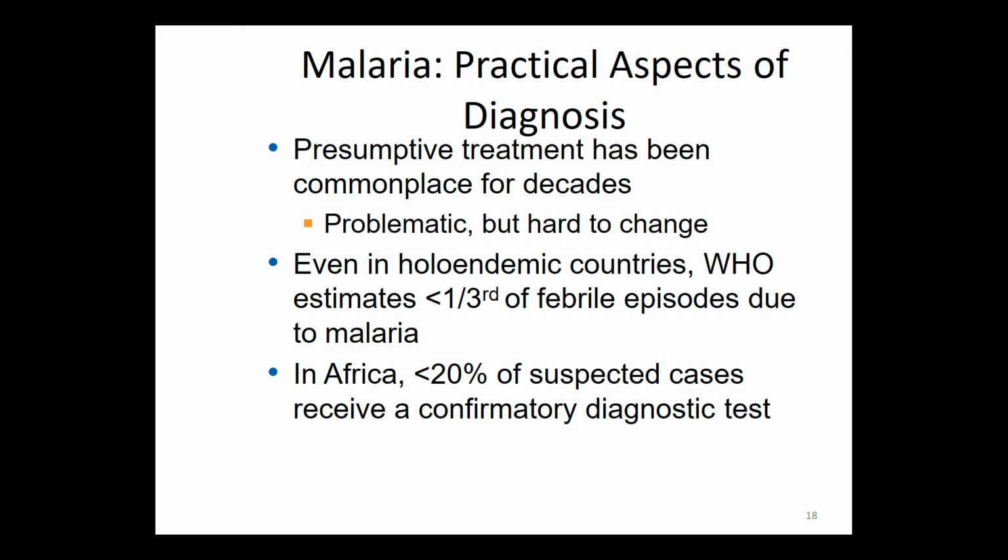It's in endemic regions. Even in highly endemic countries, the World Health Organization estimates one third of febrile persons have fever due to malaria. So again, like in the first lecture, when we talk about tropical countries, anytime you see a fever, you think about malaria and you give the person anti-malarial drugs. In Africa, less than 20% of suspected cases receive a confirmatory diagnostic test. Yes, so what we're talking about is in endemic countries.